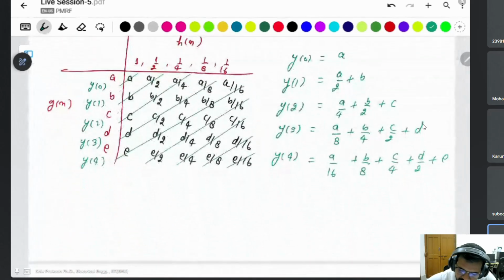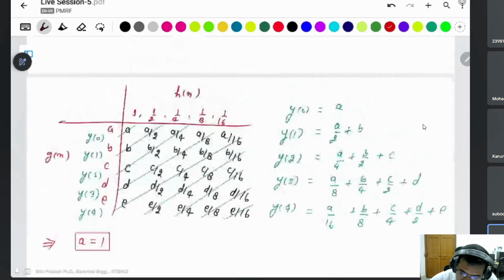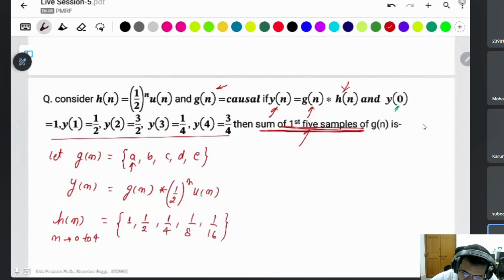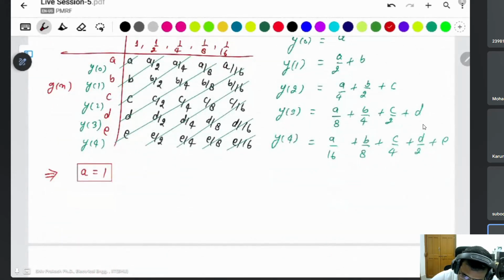Use the same thing for this one. y0 given is 1, it means a is equal to 1. And y1 is given as half. It means a by 2 plus b is equal to 1 by 2. a is 1, so 1 by 2, 1 by 2 will cancel out. 1 by 2 plus b is equal to 1 by 2, 1 by 2 cancels out. b is equal to 0.